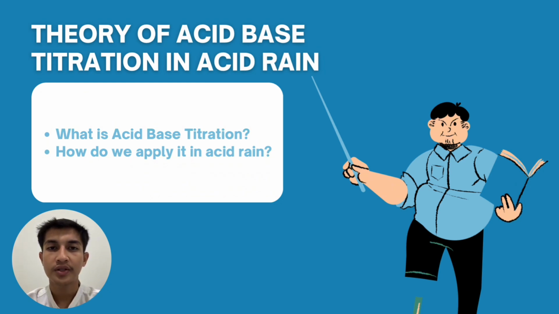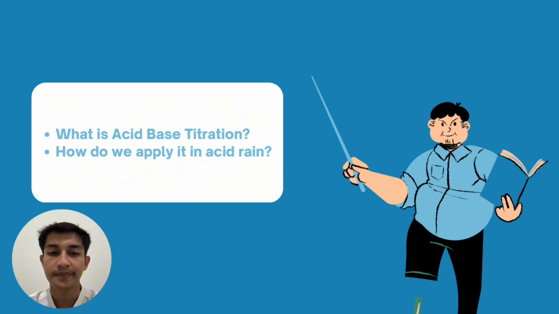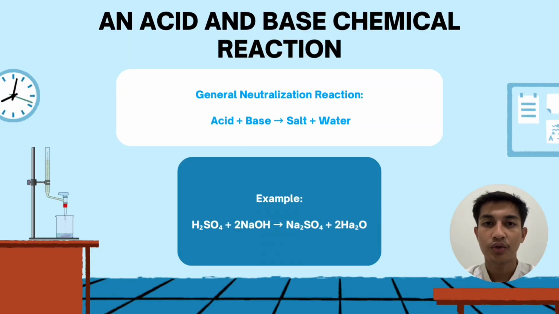So now we are on the theory of acid-base titration in acid rain. So what is acid-base titration? How do we apply it in acid rain? Basically, acid-base titration is a quantitative analytical procedure used to determine the concentration of an unknown acid or base solution by neutralizing it with a standard solution of known concentration. This process involves a chemical reaction between an acid and a base, typically resulting in the formation of water and a salt. So now I would like to show you how we apply the theory into our objective.